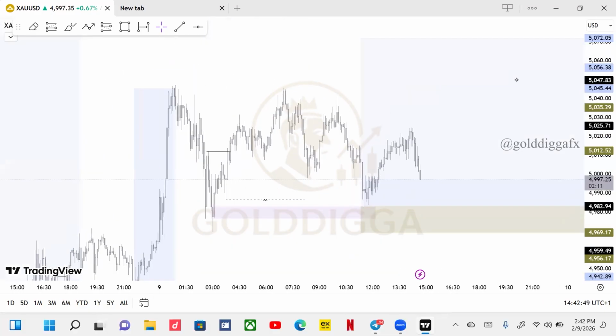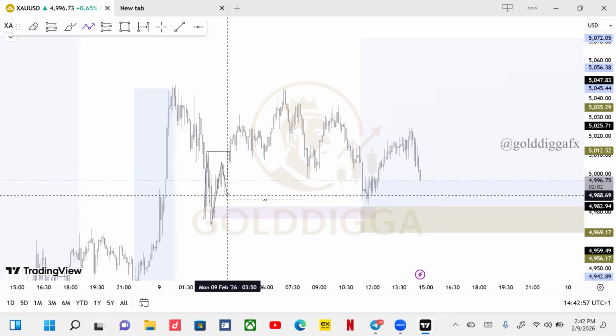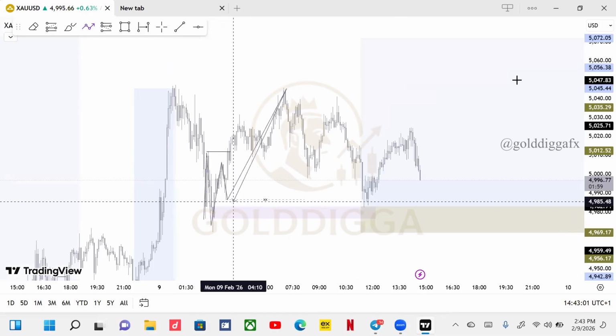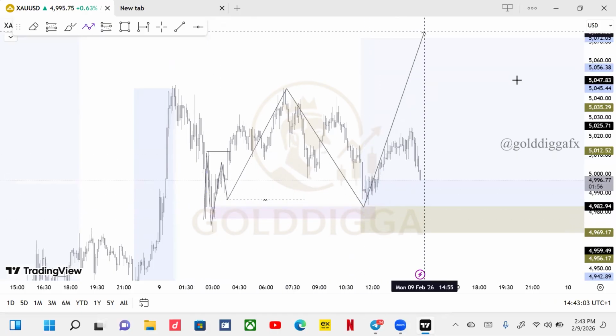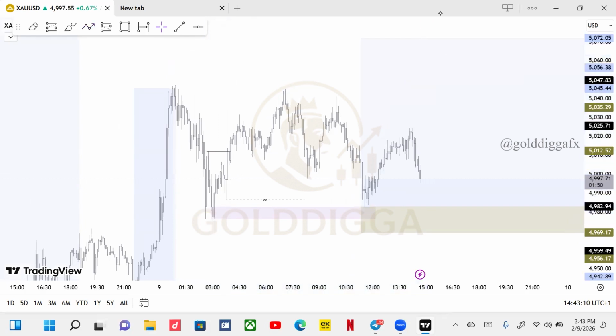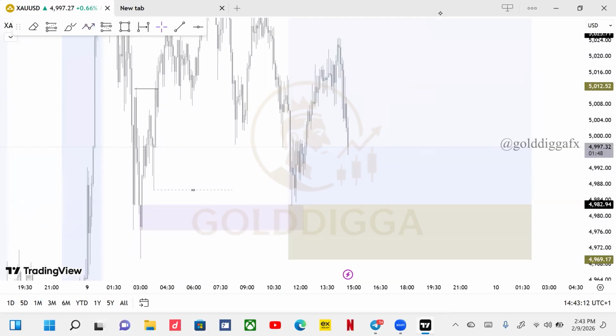The entry model was clean. Price goes up, goes back inside, then breaks structure. Returns to my structure point, and this point becomes my liquidity. Price taps and up we go. So that's as easy as it can be. It's that easy. Price is that easy.